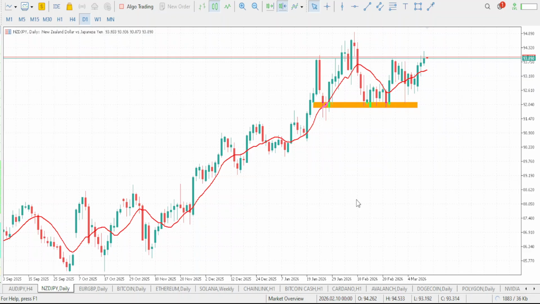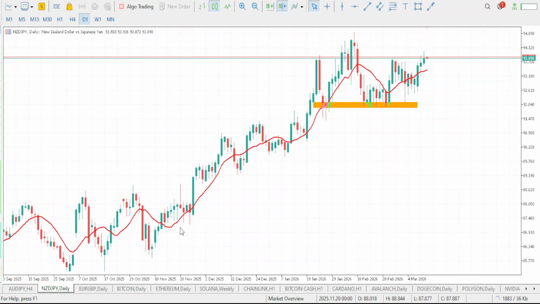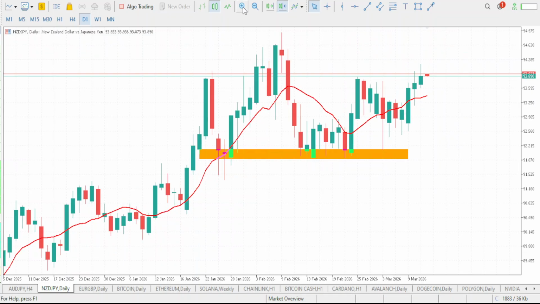Now let's start with our trend of New Zealand dollar JPY. So first and first, you can take a look at this New Zealand dollar JPY. We are in an uptrend. This is a full trend, right? The market is trending, as you can see, with a series of higher highs and higher lows, right?